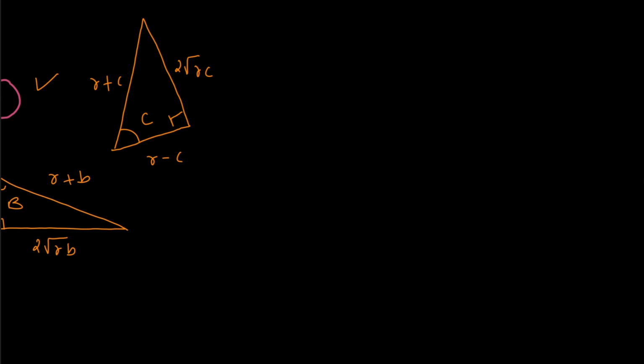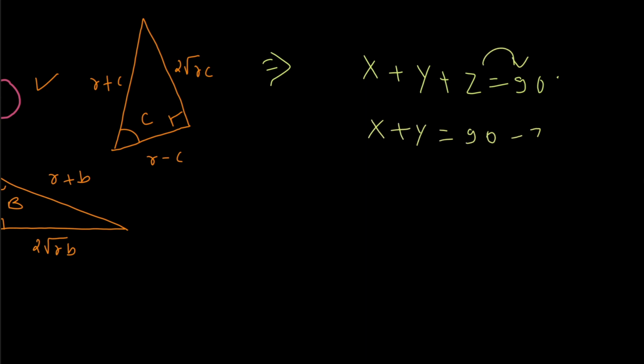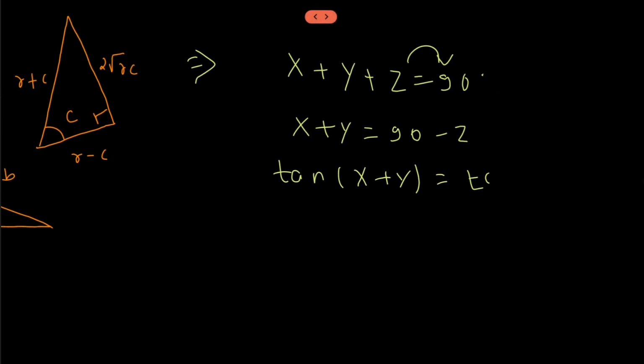So what I will do is I will take 3 angles X, Y, and Z, and suppose that X plus Y plus Z is 90 degrees. Okay, we have a situation where 3 angles are there, and the addition of the 3 angles is 90 degrees. Now I will shift Z to the other side, so X plus Y would be 90 minus Z. Now I will take tangent on both sides, therefore tan of X plus Y would be equal to tangent of 90 minus Z.